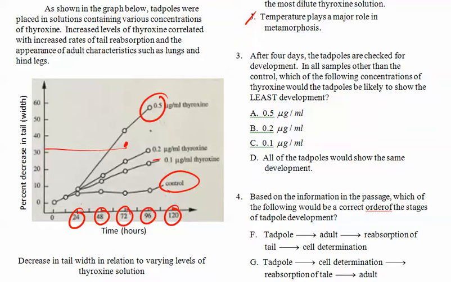So what they're doing with these least and greatest and more, they're looking for double negatives to cross you up. Which one's going to have the least development? It's going to be the lowest one. Now you would think it's this one, but they said other than the control. So you're looking at 0.1.